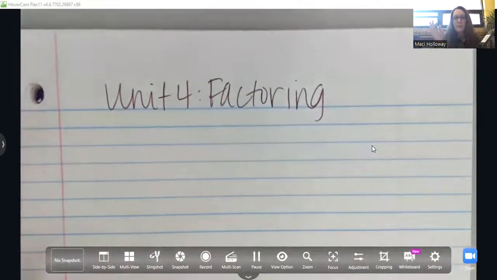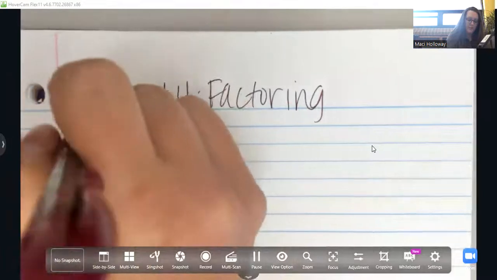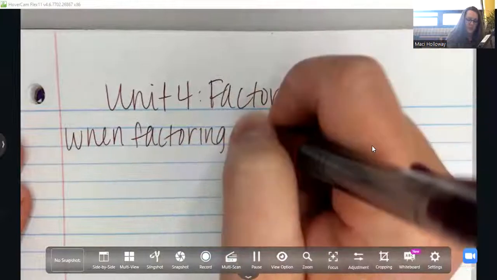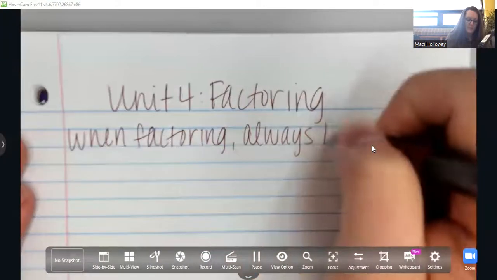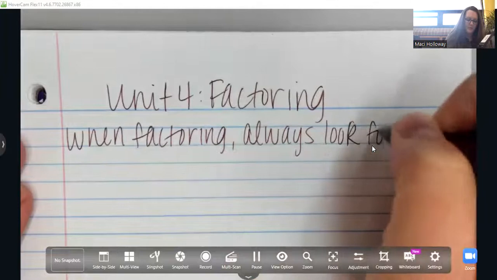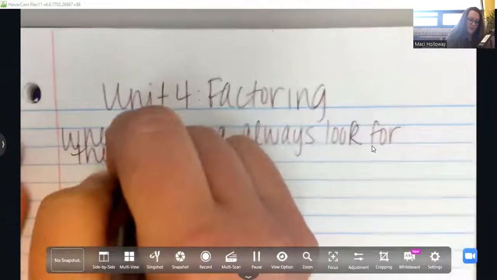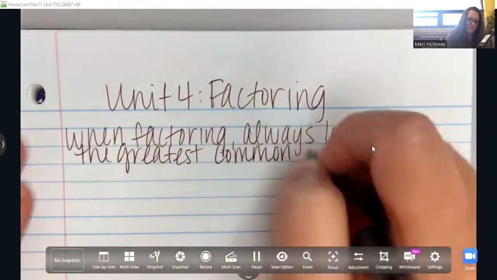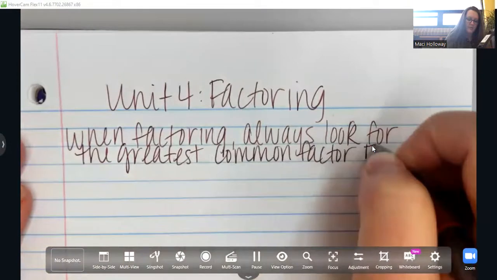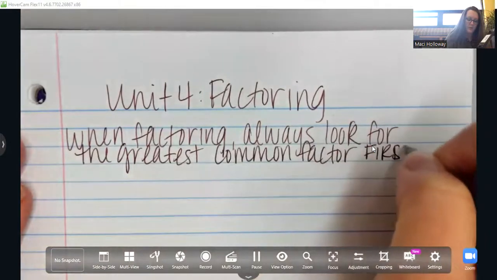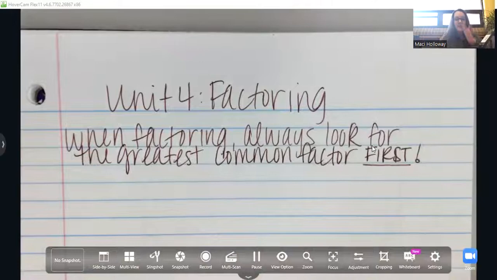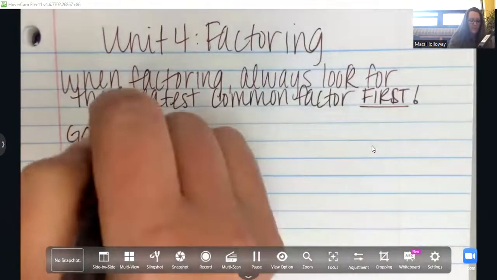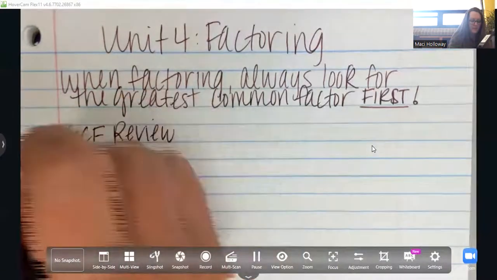So greatest common factor is always your first step. So when factoring, always look for the greatest common factor first. So that's your first thing to do. So if I want to review some GCFs, this is just a review for you.